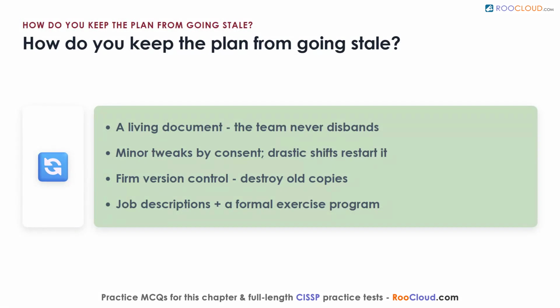Through maintenance and regular testing. A continuity plan is a living document because organizations change constantly and their continuity needs shift with them. The team should not disband after writing the plan. It should meet periodically to review the plan and the results of tests. Minor tweaks can happen informally by unanimous consent, while drastic shifts in mission or resources may send you back to the drawing board. Practice firm version control, destroying old copies so no one follows an outdated plan.